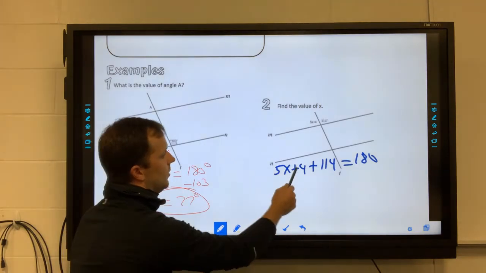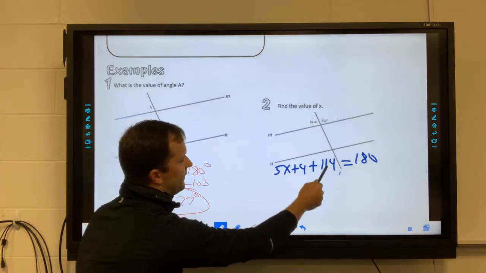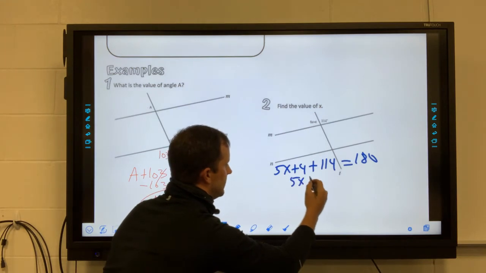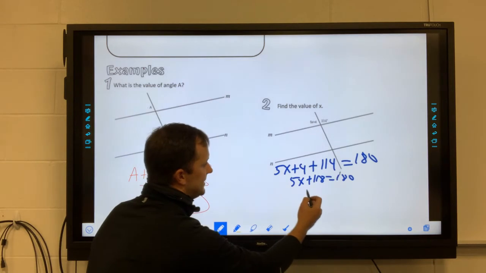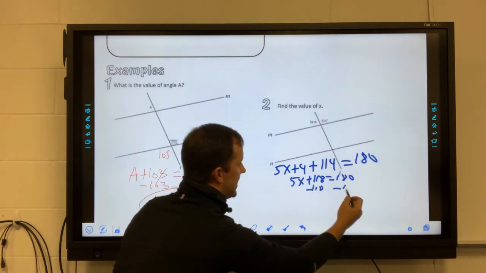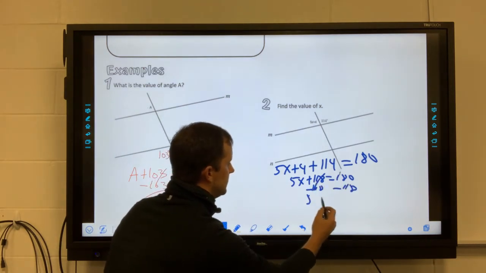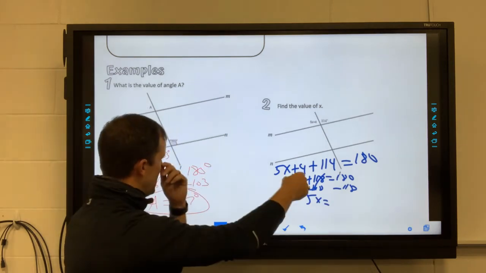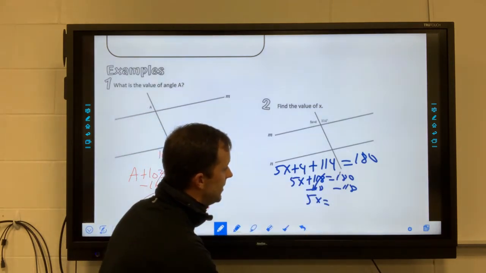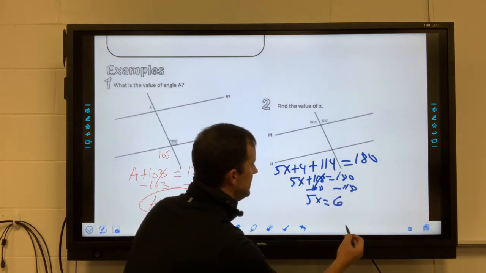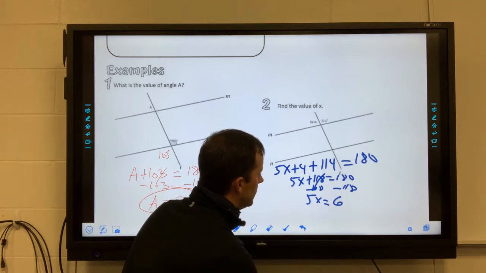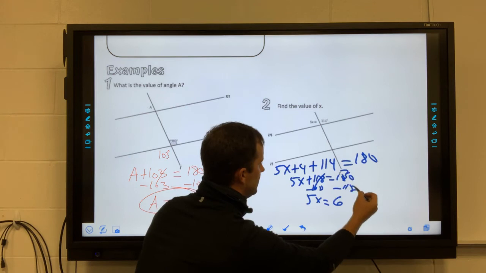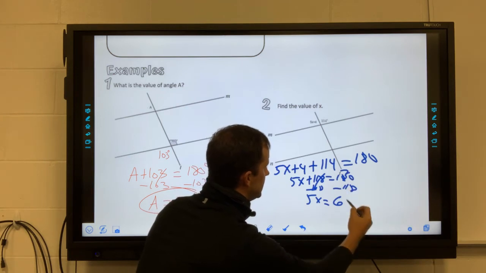Okay? So 4 plus 114 is going to be 118. To get 5x by itself, I'm going to subtract 118 on both sides. So it's going to cancel. So 180 minus 118, that's going to be 62.